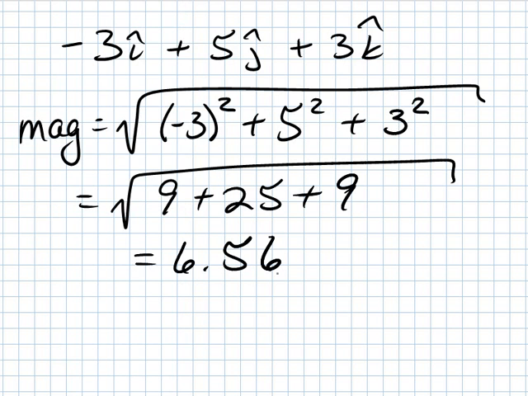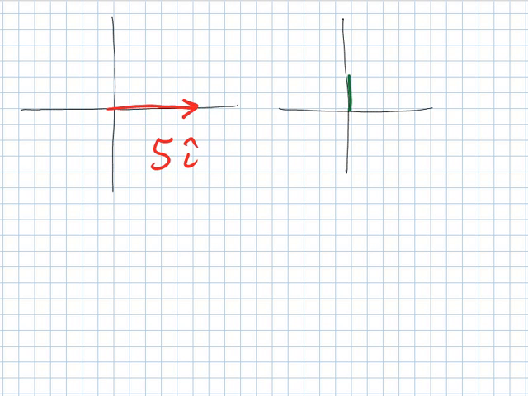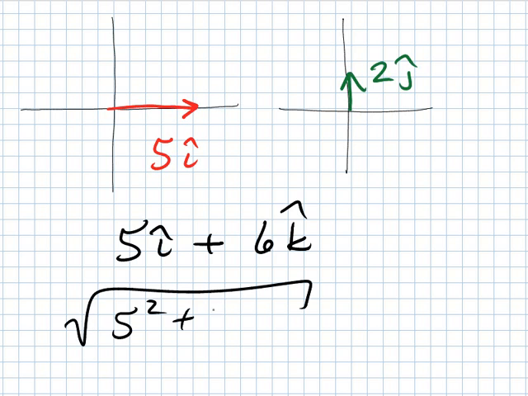I guess it's important to mention, you can have a 0, so let's look at it in 2D right quick. If I only had something in the I hat direction, 1, 2, 3, 4, 5, this would be just 5 I hat. If I just had something in the J direction, that could be simply 2 J hat. And whenever you're doing this in 3D, you could have the same thing. So it's perfectly legitimate to have something like that. When you find the magnitude, it's just going to be 5 squared plus 6 squared, because what you've really got is 5 I hat plus 0 J hat plus 6 K hat.